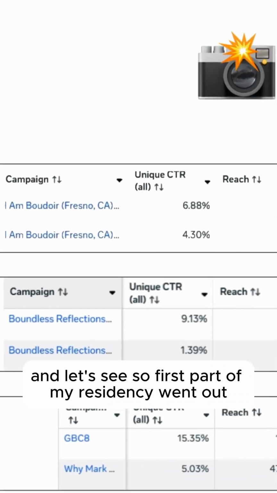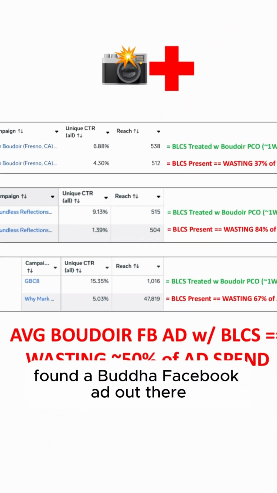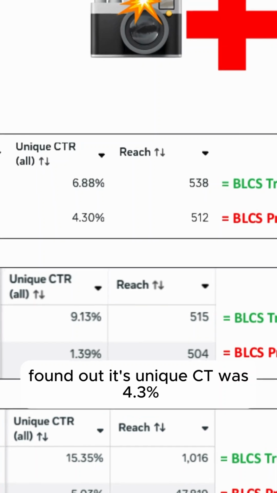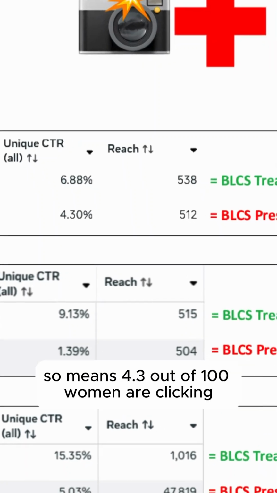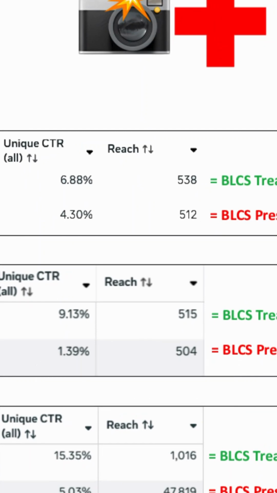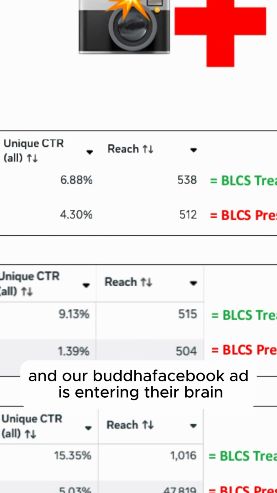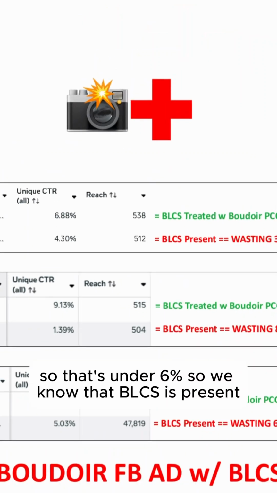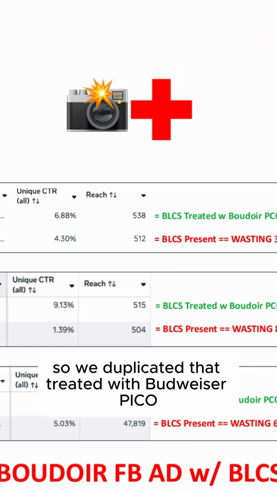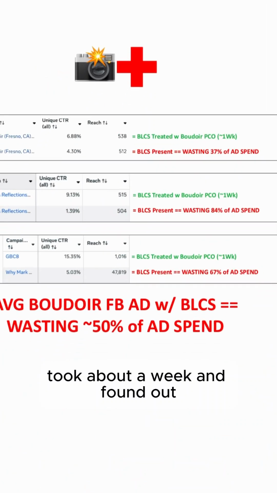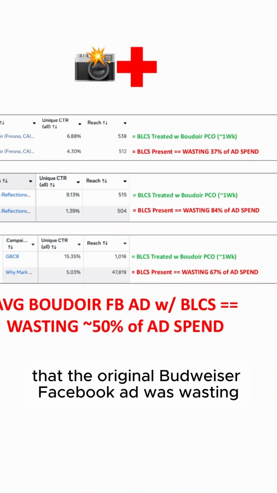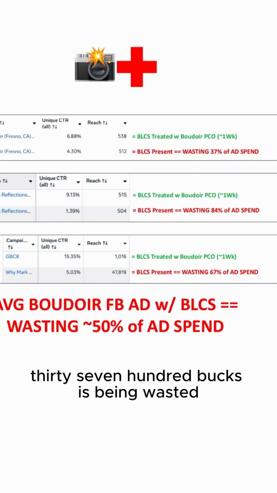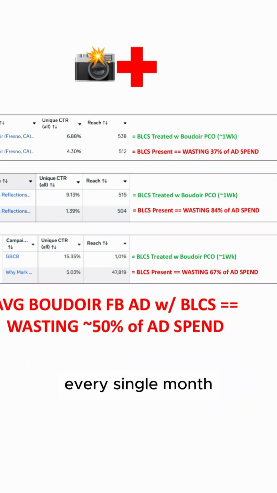And let's see. So first part of my residency, went out, found a Boudoir Facebook ad out there, brought it to the hospital, found out its unique CTR was 4.3%. So that means 4.3 out of 100 women are clicking somewhere in our Boudoir Facebook ad, and our Boudoir Facebook ad is entering their brain. So that's under 6%, so we know that BLCS is present. So duplicated that, treated it with Boudoir Pico, took about a week, and found out that the original Boudoir Facebook ad was wasting 37% of their ad spend. So if they're spending 10 grand a month, 3,700 bucks is being wasted every single month.